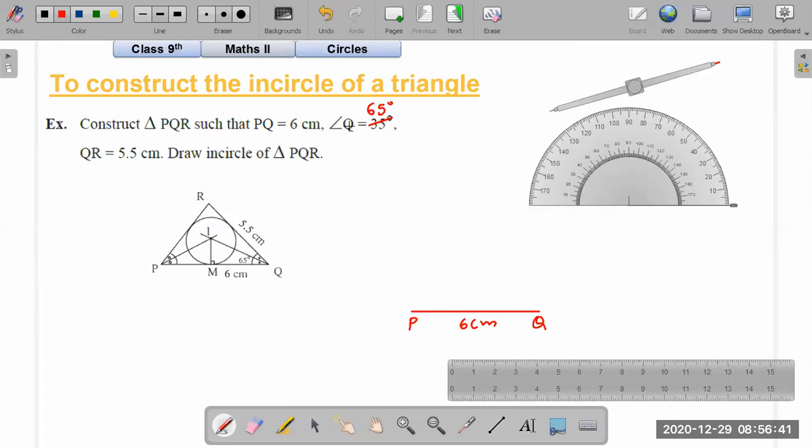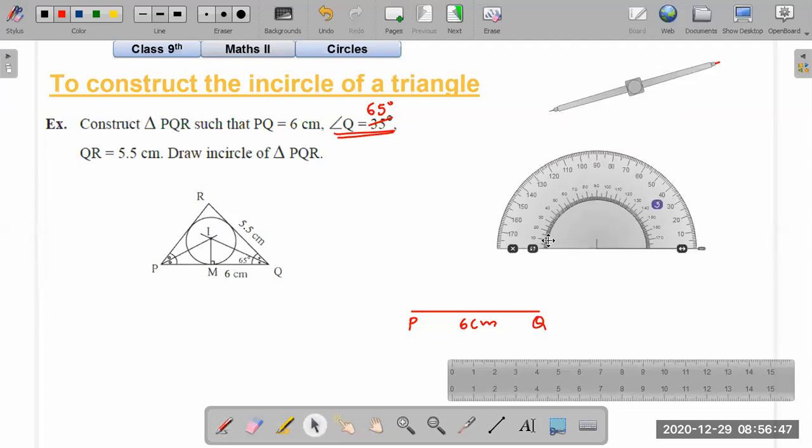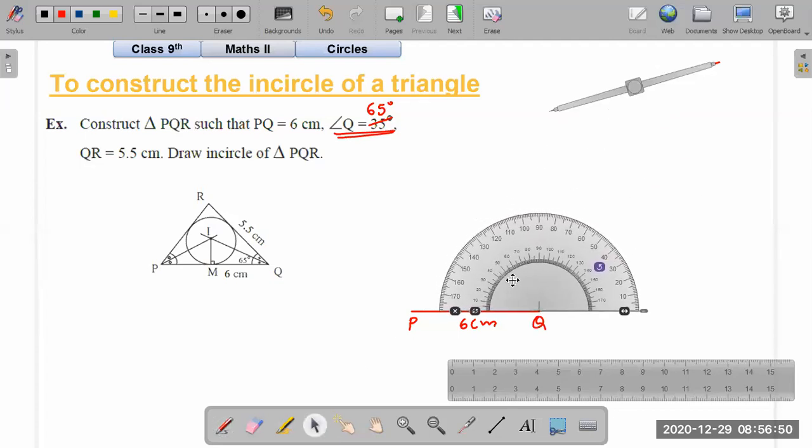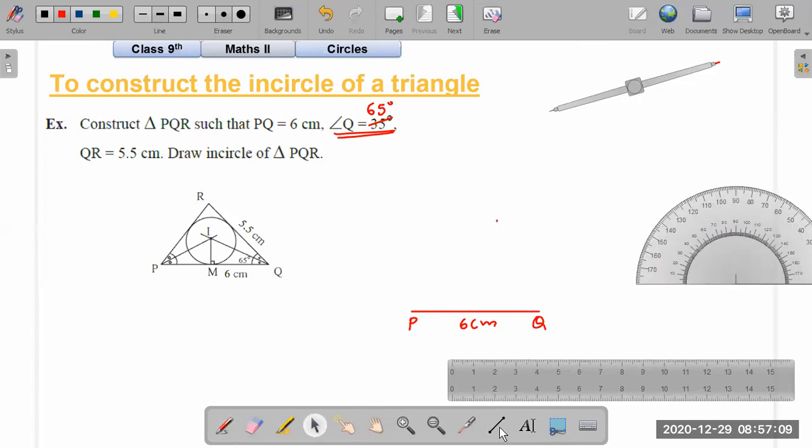Next step is to draw this angle, angle Q, which is 65 degrees. So here we place the protractor on point Q and mark 65 degrees. So here you can see this is 65 degrees. It would be right here. And we move aside this protractor, join that point to point Q to get 65 degrees. Okay, and extend it nicely. Also draw arrowheads. As soon as you draw, label it. So this is 65 degrees.